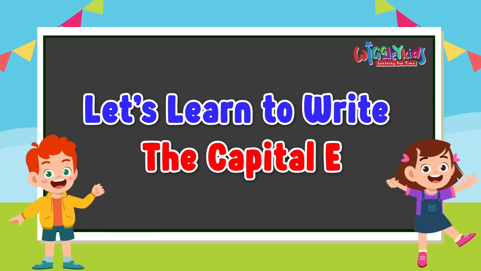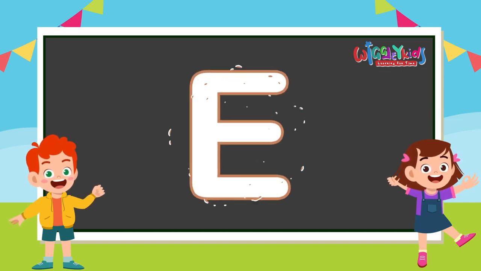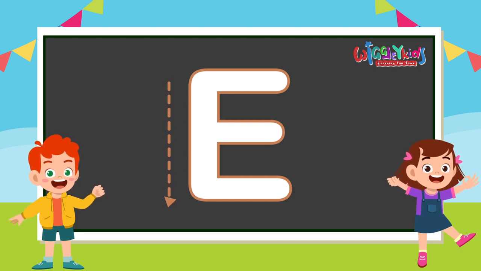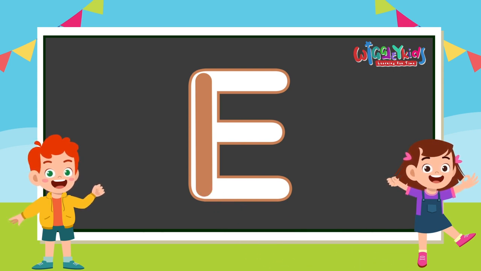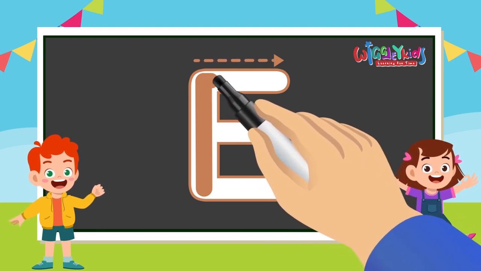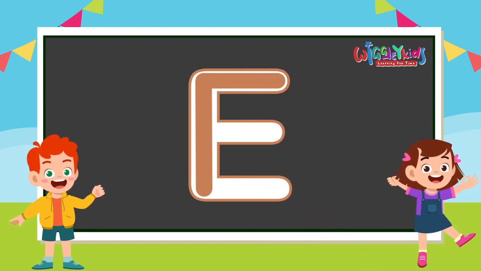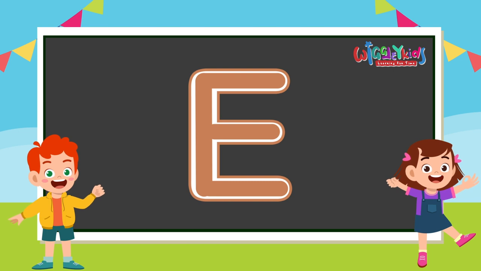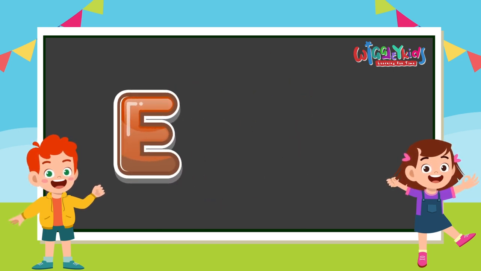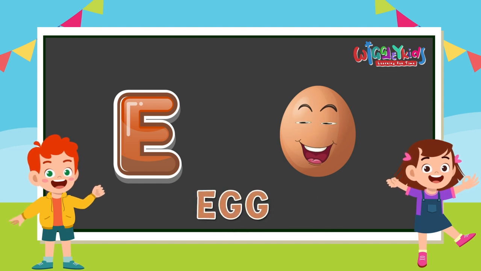Yay! Let's learn writing the capital E. Yay! First, we will draw a standing line. And then go to the top and draw a sleeping line. Come back halfway and again draw a sleeping line. In the end, draw one more sleeping line. E is for egg.